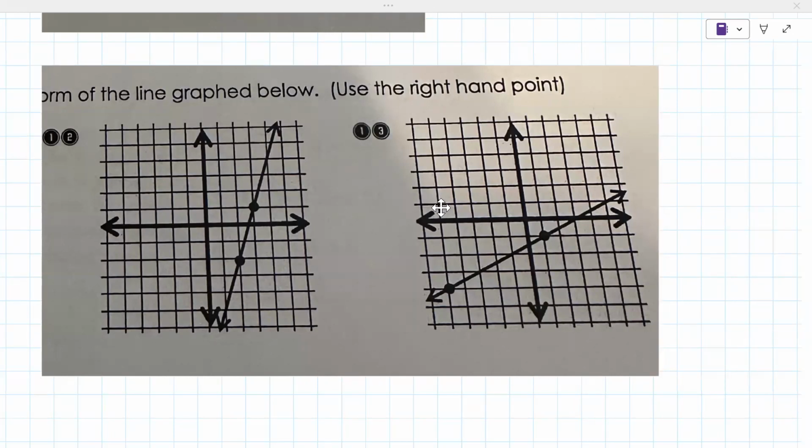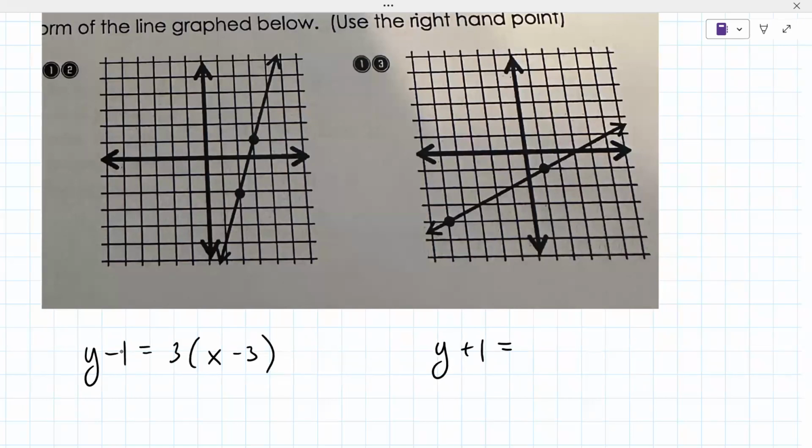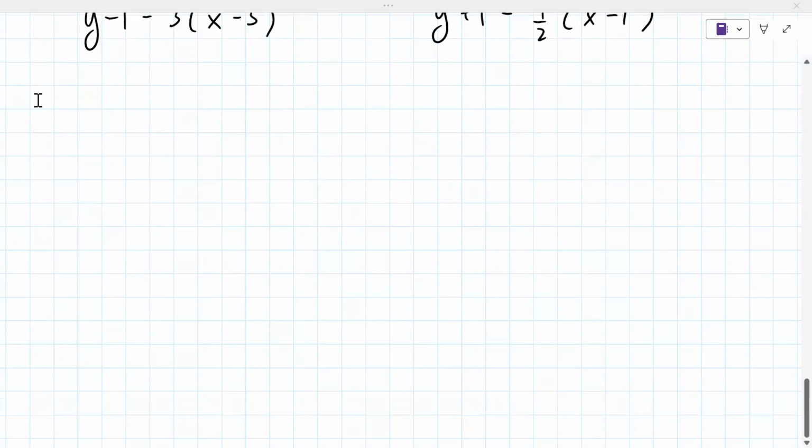Okay, so for the second one, I got the equation y minus 1 equals 3 times (x minus 3). Good. And for the last one, I got y plus 1 equals 1/2 times (x minus 1). Okay, you're doing great. The last grouping of questions here. There's parentheses missing in the last one.